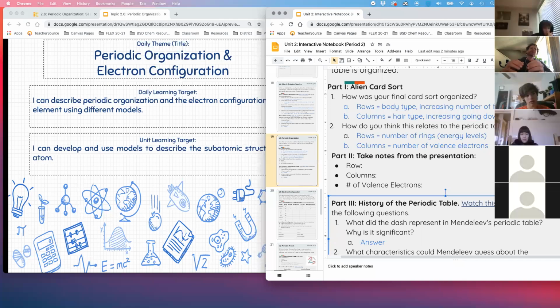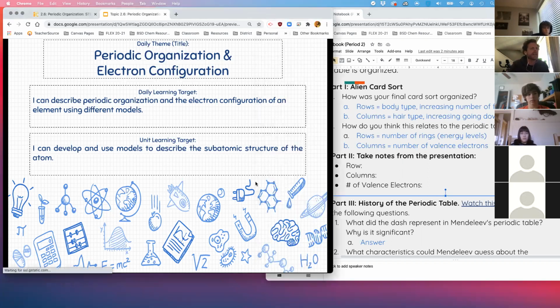All right, today we're going to be talking about periodic organization and electron configuration. Everyone just did an alien card sort, and hopefully what you found out is that the rows are organized by body type with an increasing number of fingers going across, and the columns are by hair type, and it's increasing going down. And if you're wondering after doing that activity, what's the point of that? Well, the rows represent the number of energy levels, and the columns represent the number of valence electrons. So let's dive into that a bit further.